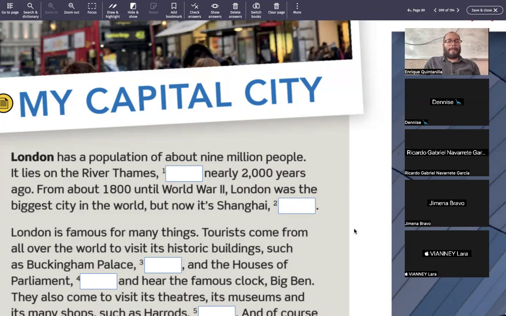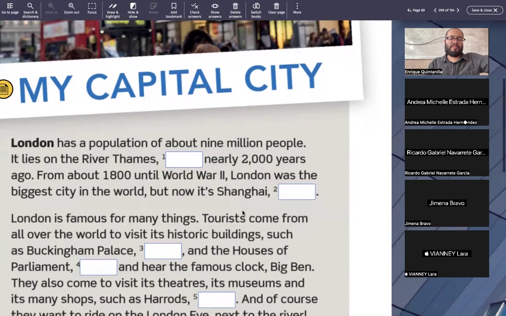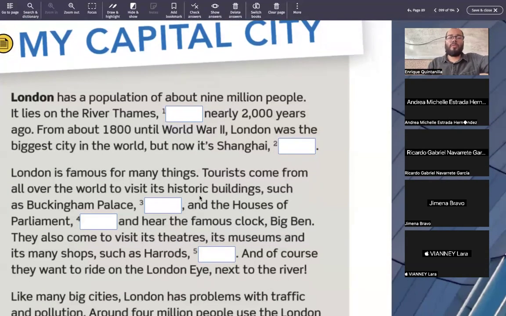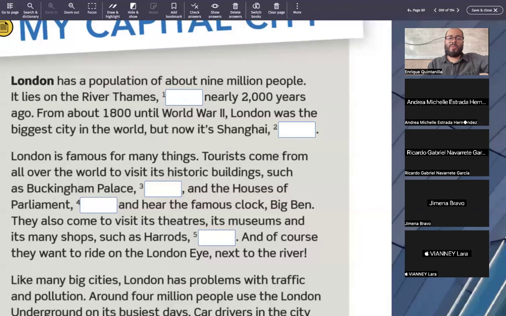My capital city. London has a population of about 9 million people. It lies on the River Thames nearly 2,000 years ago, from about 1800 until World War II. London was the biggest city in the world, but now it's Shanghai. Thank you very much. London is famous for... Thank you very much. Until there.